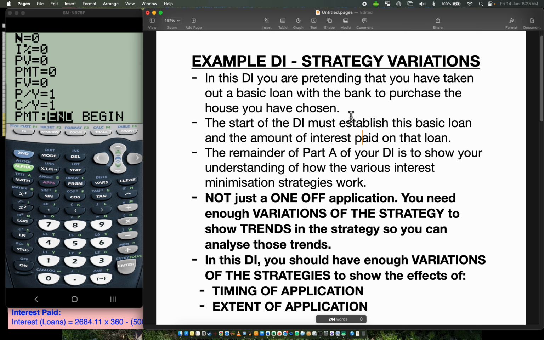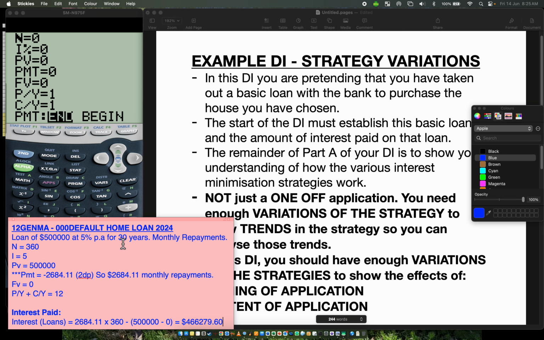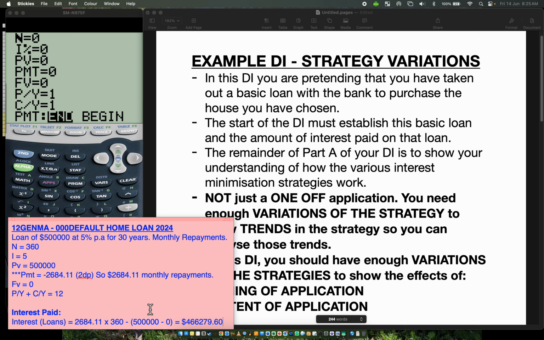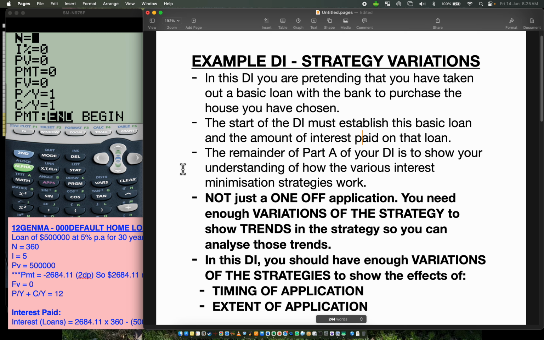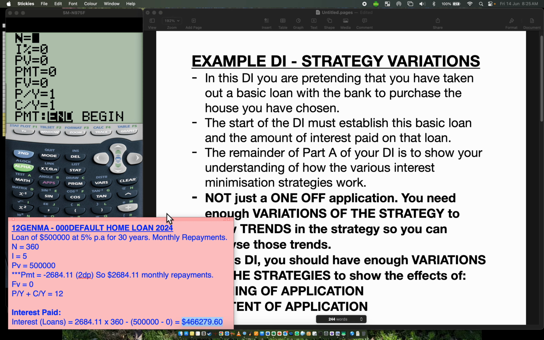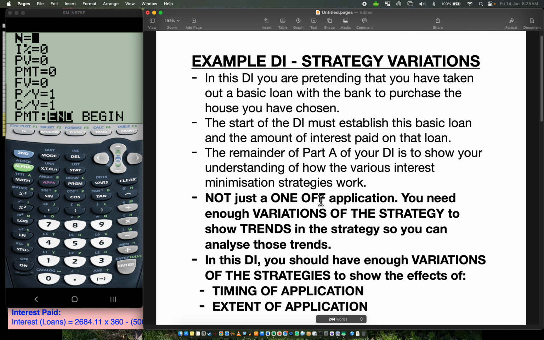In this DI, you're pretending that you've taken out a basic loan with a bank to purchase the house you've chosen. So for my example, I'm going to refer to the default home loan that we've been using in class. The one that was 500 grand, 5%, 30 years, monthly repayments. So I've just gone to the bank and I've asked, can I take out a loan for 500 grand at 5% for 30 years? This is what I'm going to do if I don't do anything. And the interest I'm going to pay on that loan is $466,279.60. So the start of your DI must establish the amount of interest paid on that loan. So we're pretending that I've done this for my DI that I'm pretending to write right now.